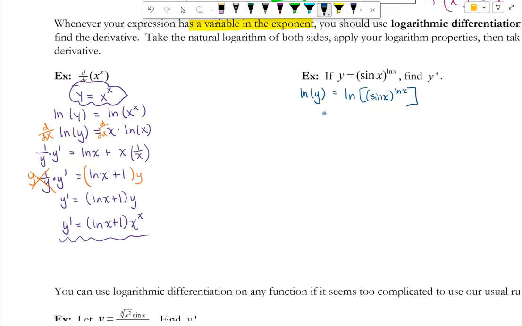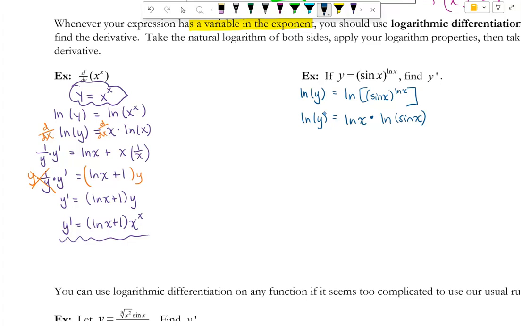And so now, using my log properties on the right, I know that if my argument to my logarithm has an exponent, I can pop that out front. So ln of x becomes a multiplier. This becomes ln of x times ln of sine of x. So the natural log of x times the natural log of sine of x. And now we got rid of our variable expression that was an exponent. So now we can take our derivative.